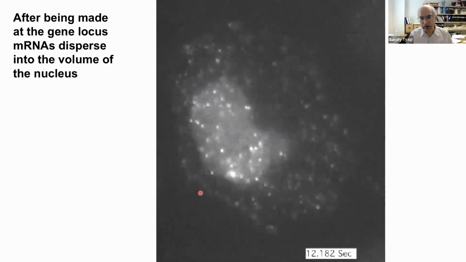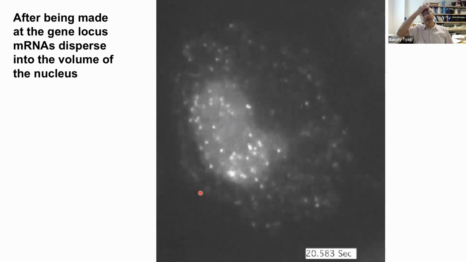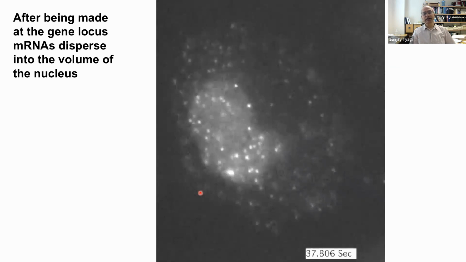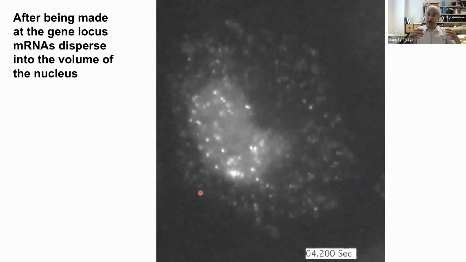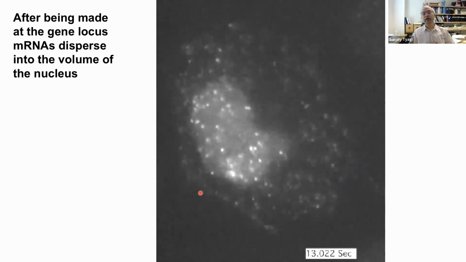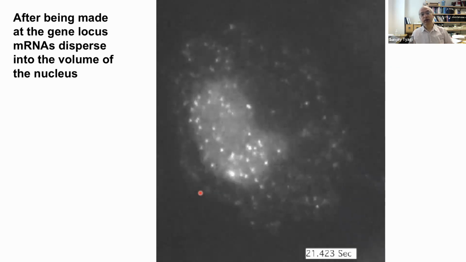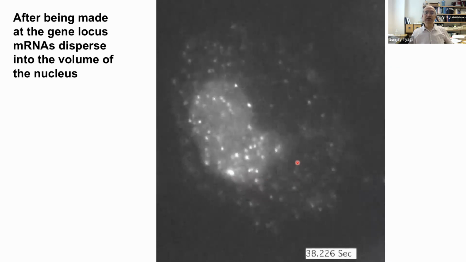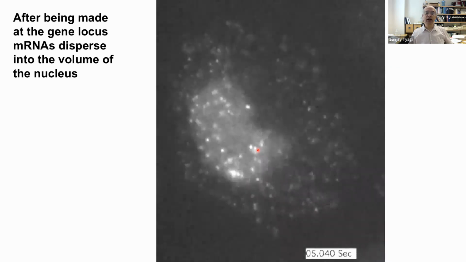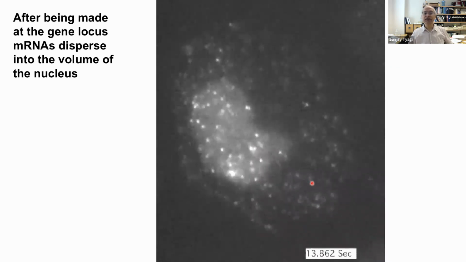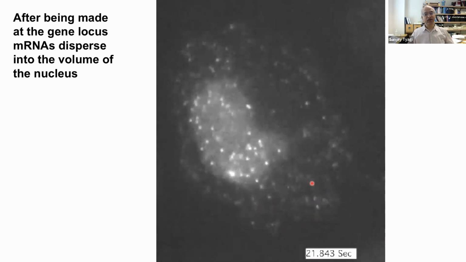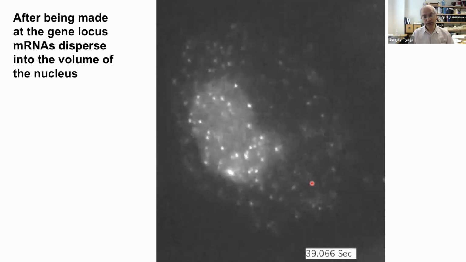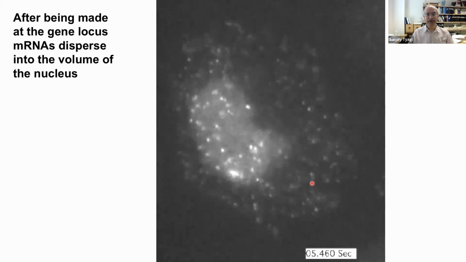This is only one movie I'm going to show you. This is in Chinese hamster cells where this reporter is being expressed, and you can see molecules of this RNA in the nucleus as well as outside in the cytoplasm. And for the rest of the seminar, I'm just going to analyze how they move and what that tells us.